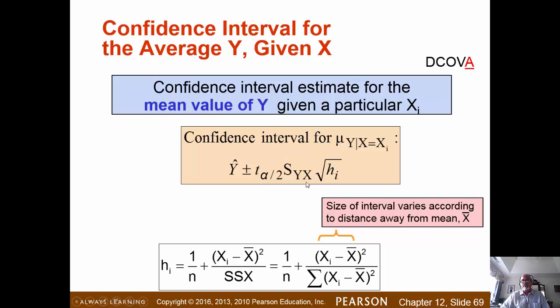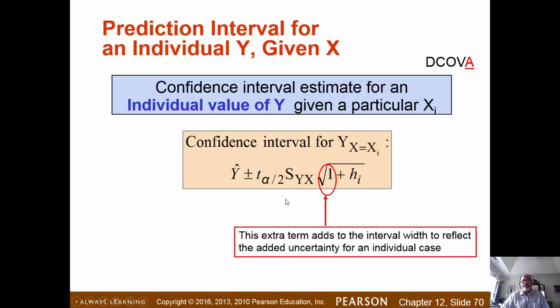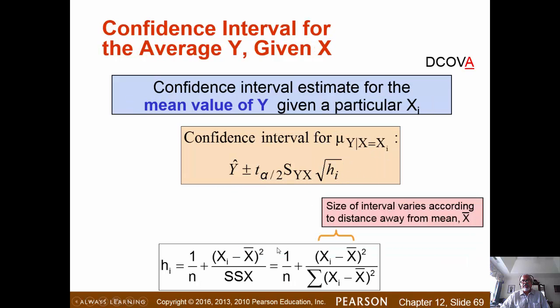Remember, this is the square root of the mean square error times the square root of a factor called h sub I, and that h sub I is given by this formula. So 1 over n plus x minus x bar squared, divided by SSX, the sum of squares of x, where x is the given x at which we want the confidence interval for the mean of y.